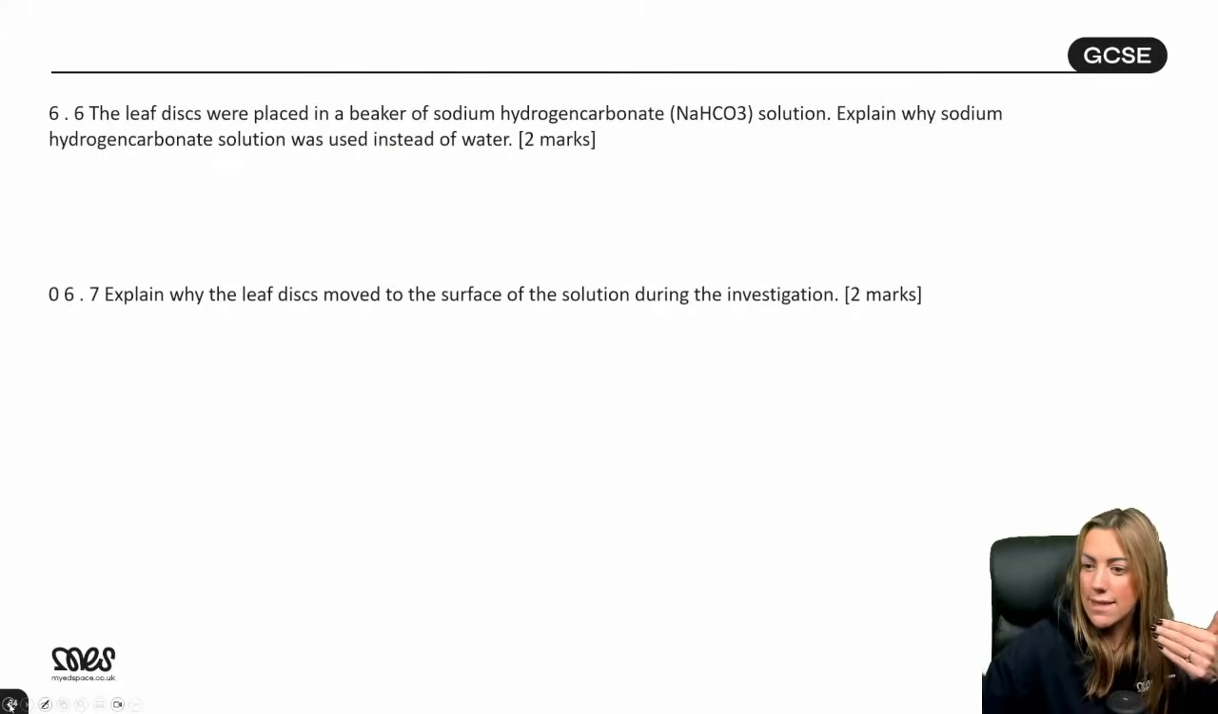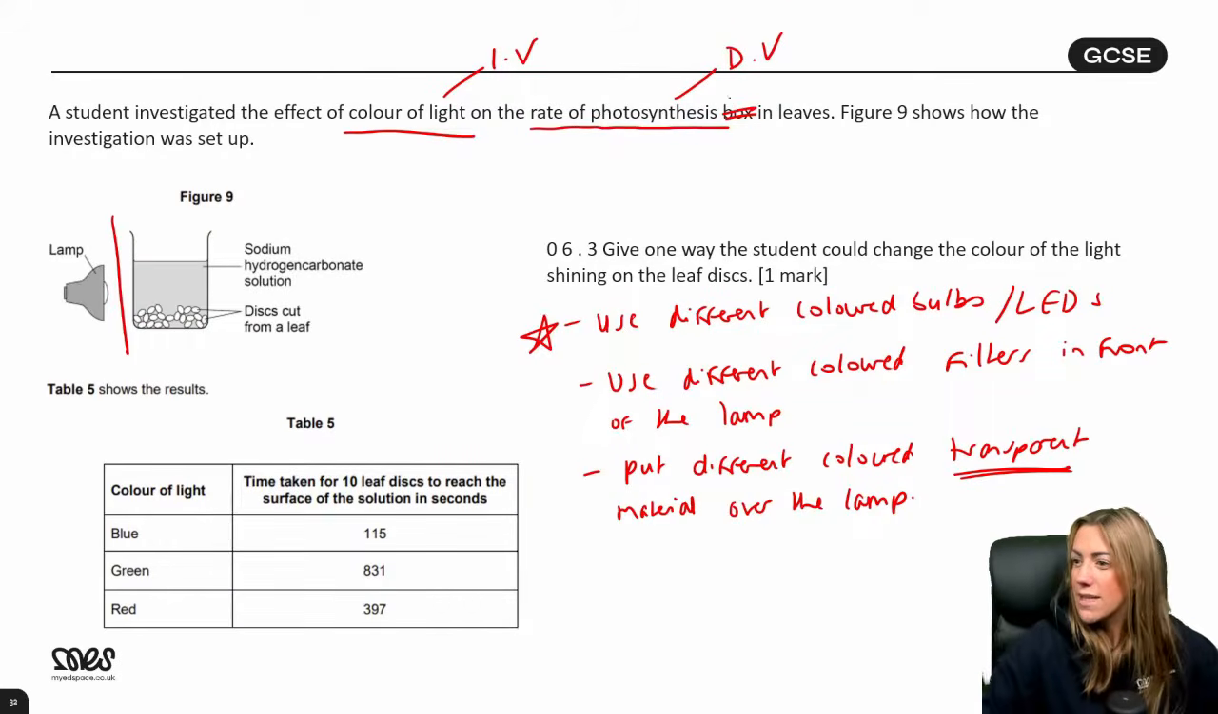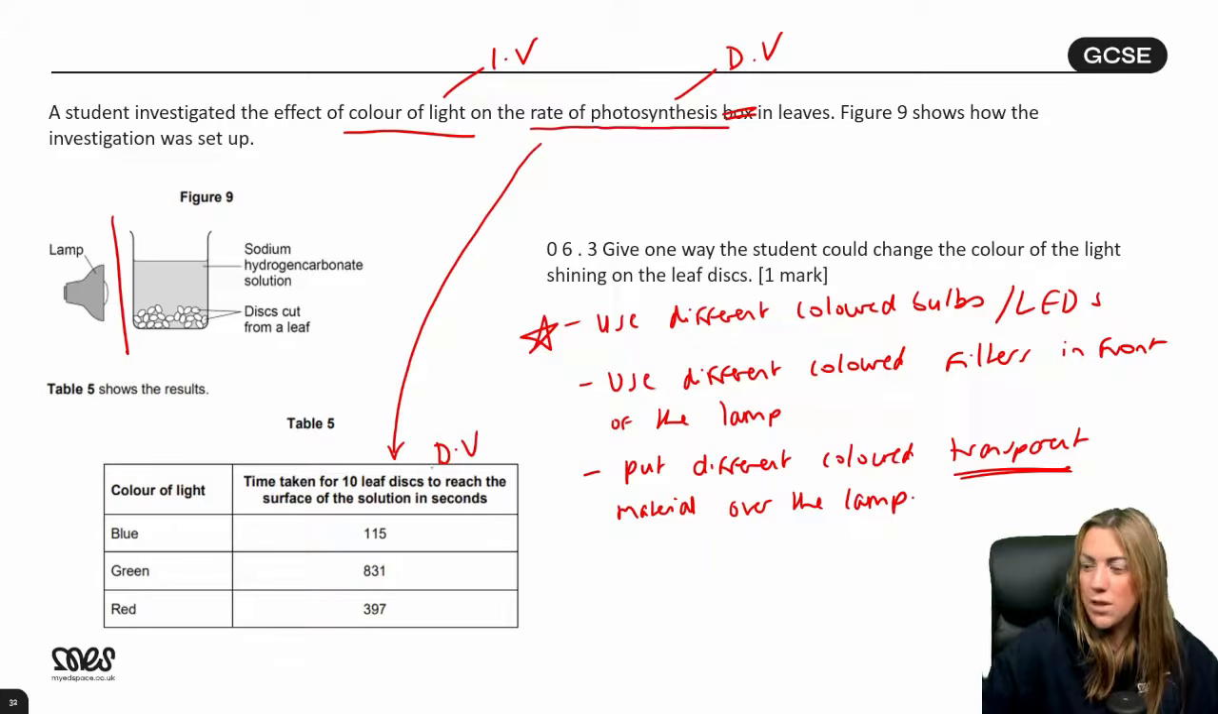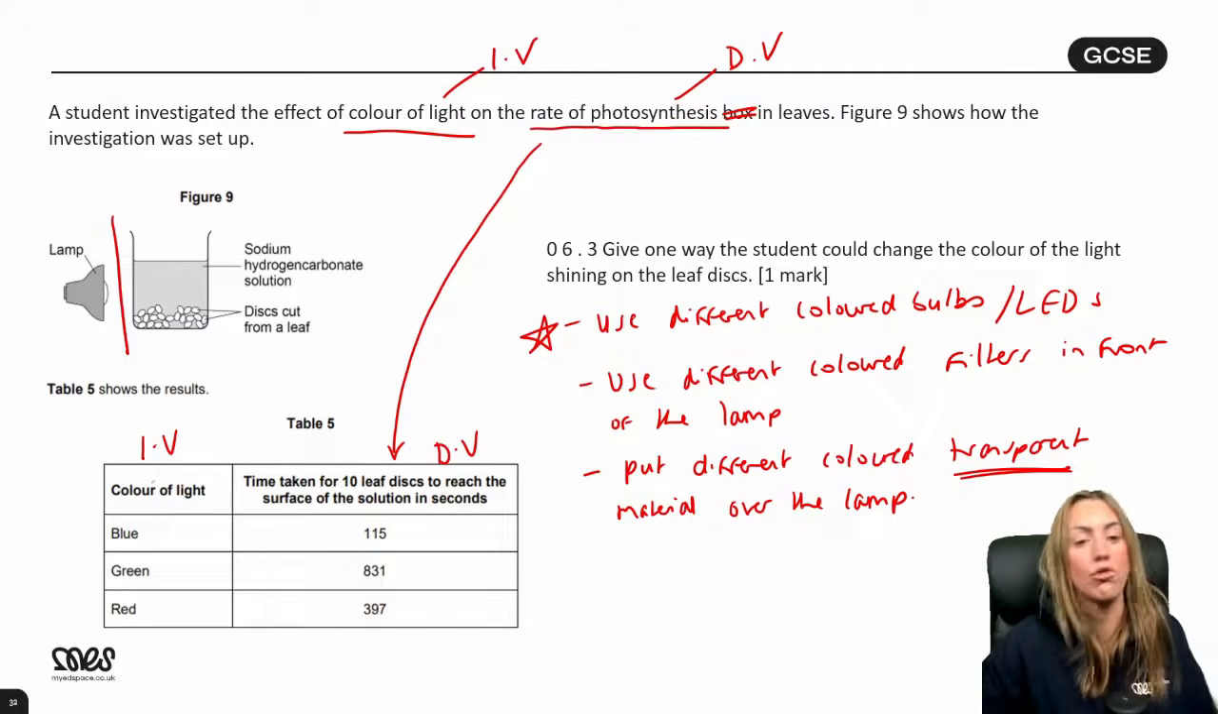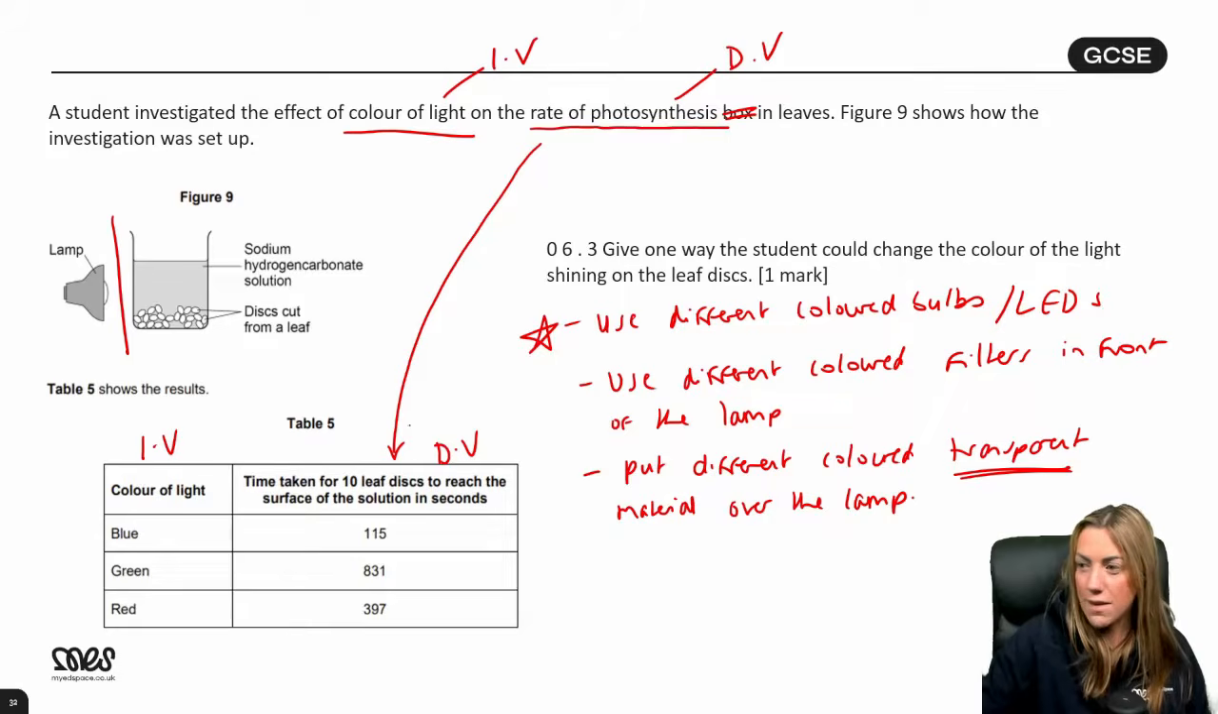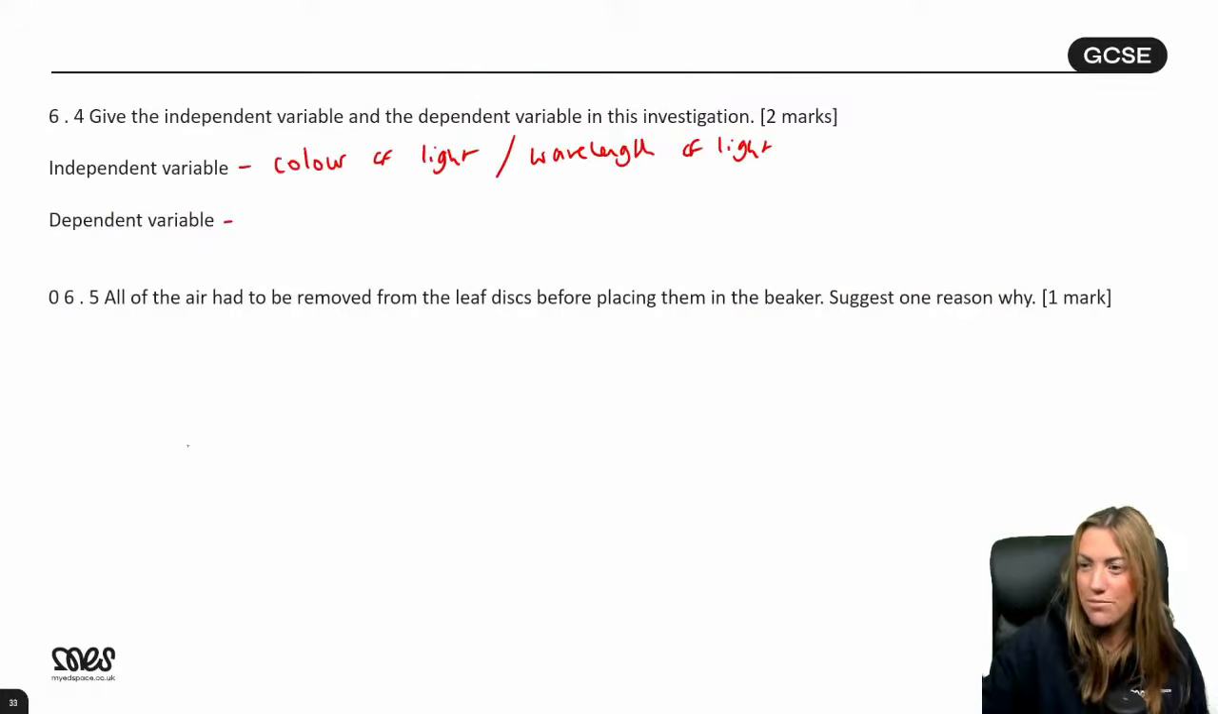And then the dependent variable is what we're going to measure. I'm just going to go back a second and check what that is, because it says rate of photosynthesis, but how are we actually measuring that? Let's have a look in the table. We always put the dependent variable in the second column of the table, and we always put the independent variable in the first. So that's another trick to figure out what these variables are. So rate of photosynthesis, but we're actually measuring that by recording the time taken for 10 leaf discs to reach the surface of the solution. So I'm literally going to write what's in the table.